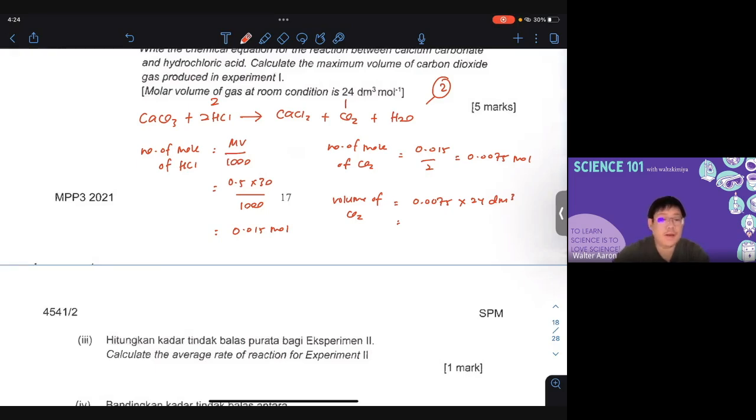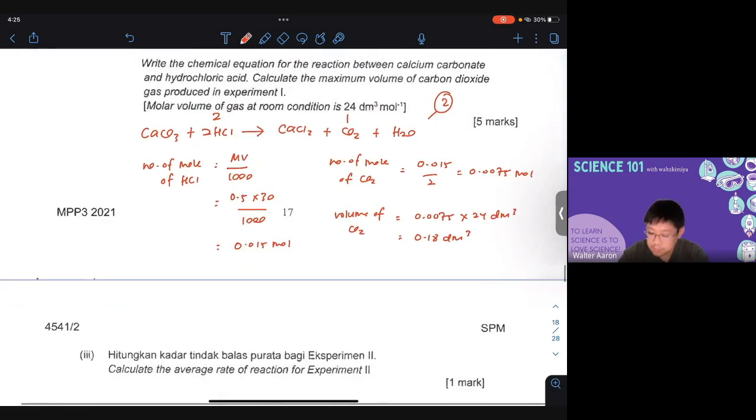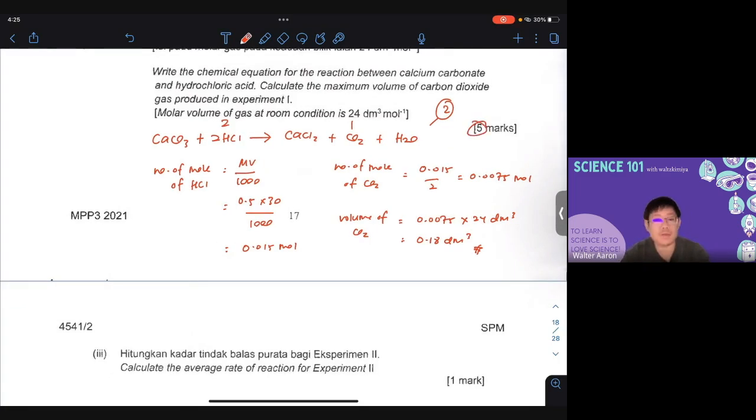Then your final answer is supposed to be 0.18 dm cubed. All right, so therefore that's the answer. Write the unit correctly, everything is done, you'll get 5 marks in total. So 3 marks for calculation and the final answer, so total will give you 5 marks. Very simple.